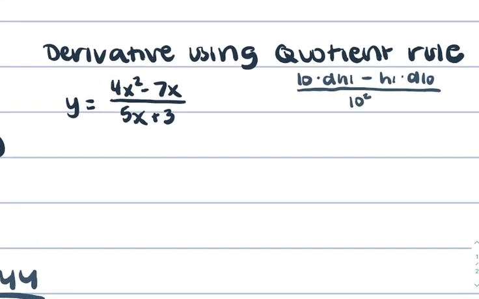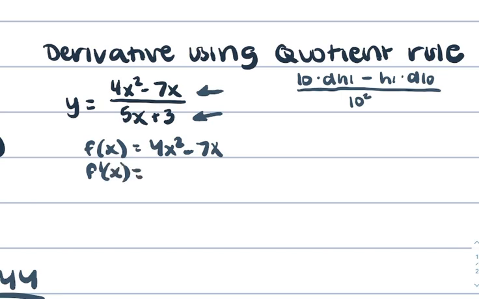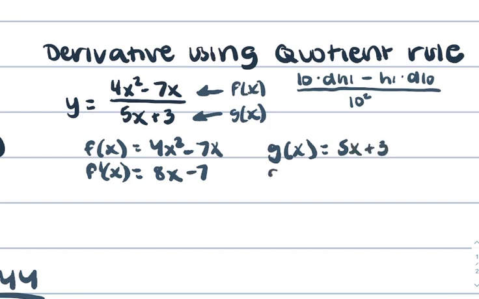So we can start off by first defining the derivatives of both the numerator and the denominator. We can randomly name them. Let's name the top, or the numerator, f of x. F of x equals 4x squared minus 7x. Then we can simply use the chain rule. The derivative of f of x equals 8x minus 7. And then the bottom part, we can name g of x. So g of x equals 5x plus 3. The derivative of g of x is simply 5.